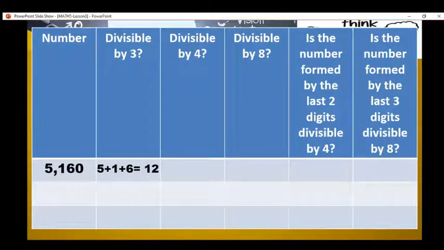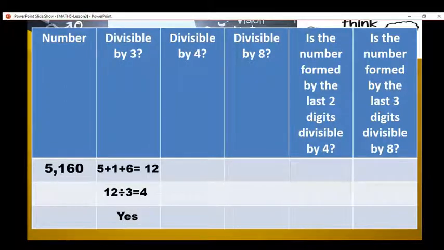Why didn't I include the 0? Because 0 has no value. So I continue with 5 plus 1 plus 6, and we have 12. After getting the sum of our digits, we divide it by 3. 12 divided by 3 is equal to 4. There is no remainder, meaning 5,160 is divisible by 3. So we need to put yes.